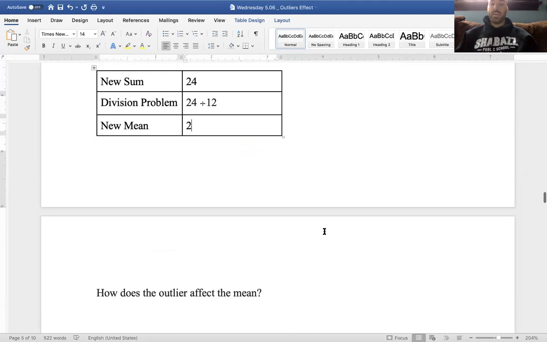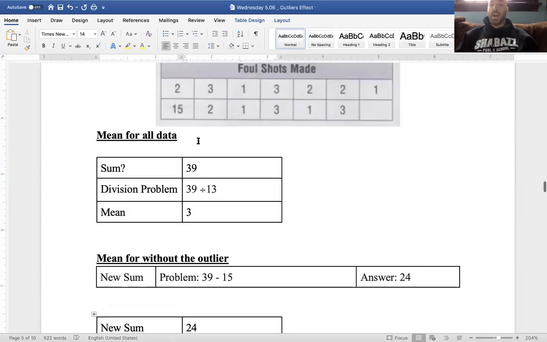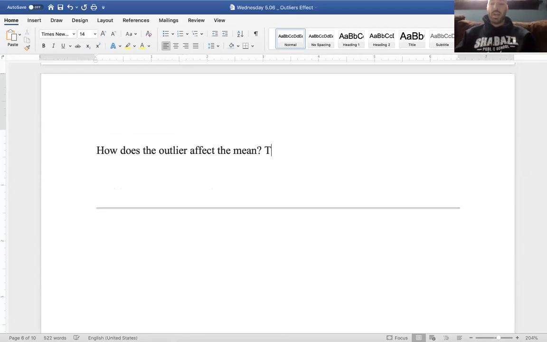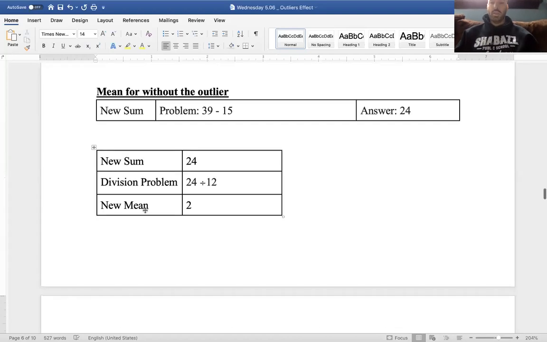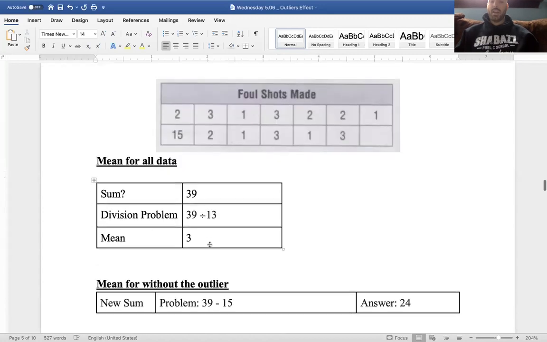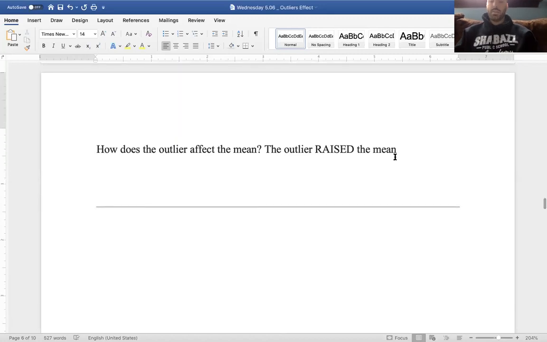How does the outlier affect the mean? Remember, the outlier was way bigger, so that means it raised the mean. The outlier raised the mean. And what did it raise it from? Well, it was 2 without the outlier. With the outlier, it's 3. So it raised the mean by 1 whole foul shot.